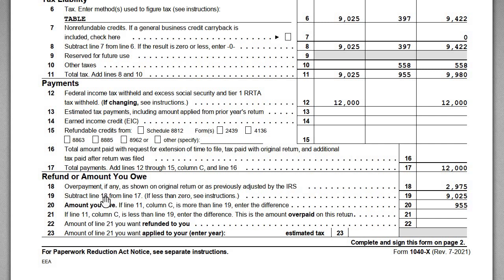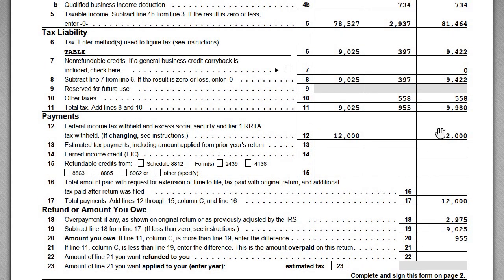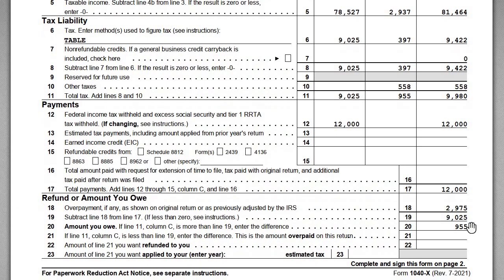Line 19 asks us to subtract line 18 from 17, and that's what we do. Line 18, 2,975, subtracted from $12,000 on line 17, okay? That's the $9,025 number. Then, here is the amount you owe or the amount that's going to be refunded to you. In this case, we owe money, right? So if line 11, column C, is more than line 19, enter the difference. If we look at line 11, column C, right here, it is $9,980. This amount is more than line 19, $9,025. So the difference, $955, that's the tax we owe.